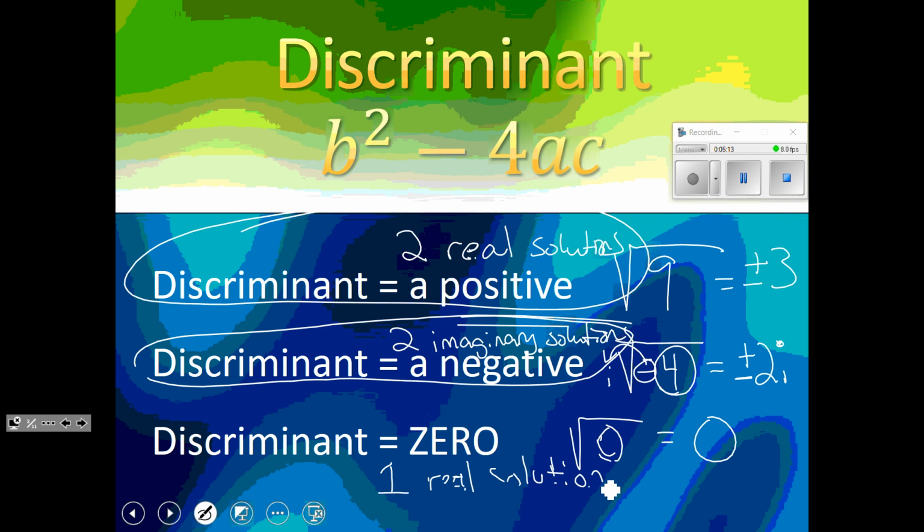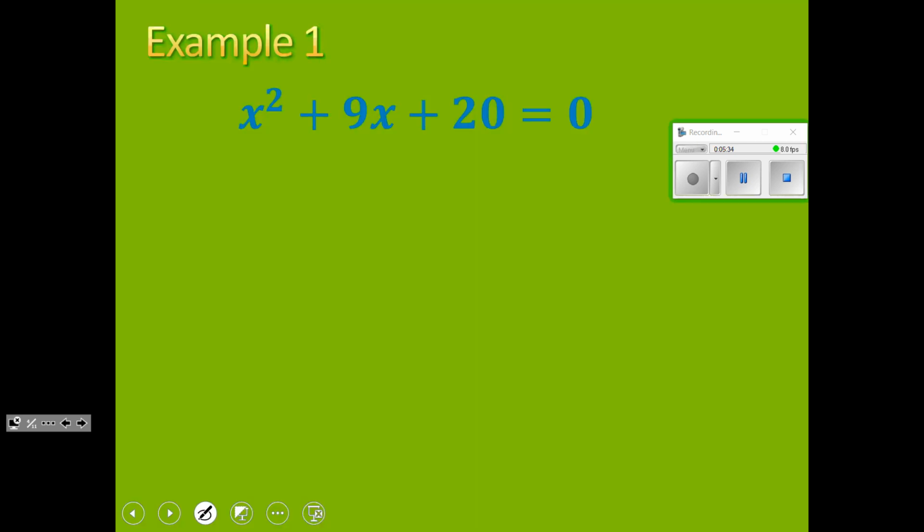This is one that, if you graphed it, would just touch the x-axis one time. So just by looking at the discriminant, you will know whether it's going to cross twice, whether it's only going to cross once, and if it doesn't cross at all, we know that it'll have two imaginary solutions, okay? So that's how we're going to solve ours. So step number 1, is it set equal to 0? Yes.